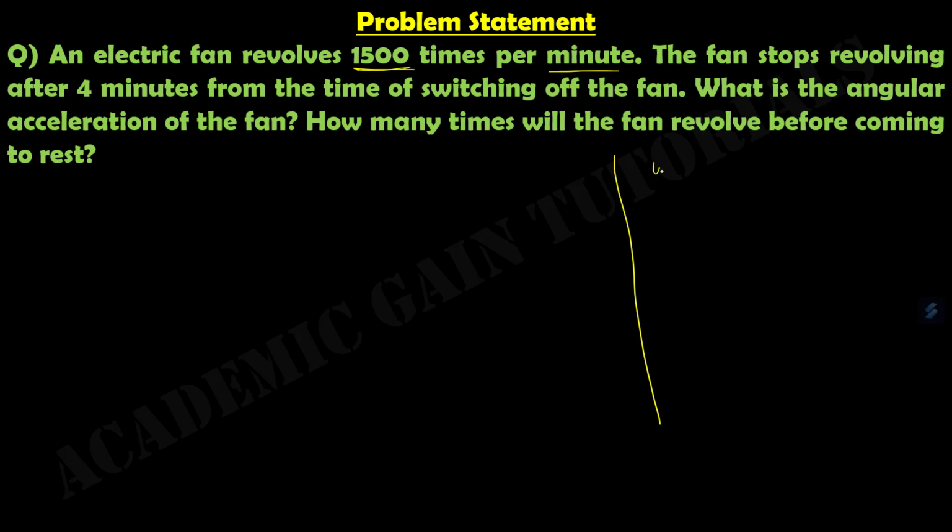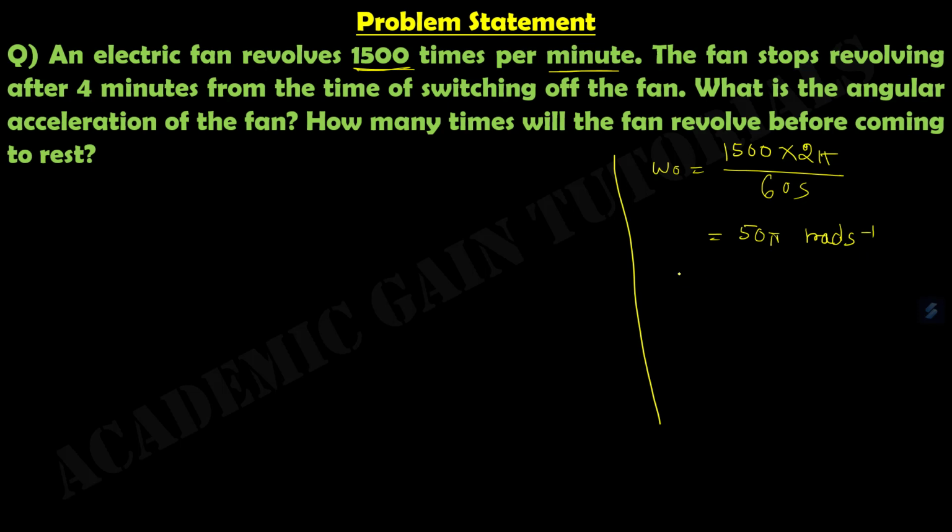From that we can find our initial angular velocity, which is that it revolves 1500 times, and as it revolves in circular motion, it revolves 2 pi, and the time period of this revolution is 1 minute. So 1 minute means 60 seconds. If I calculate this, I will find it equals 50 pi, and the unit of angular velocity is radian per second.